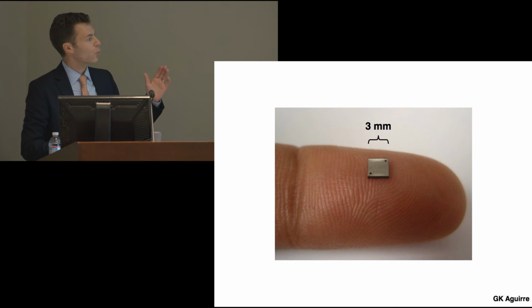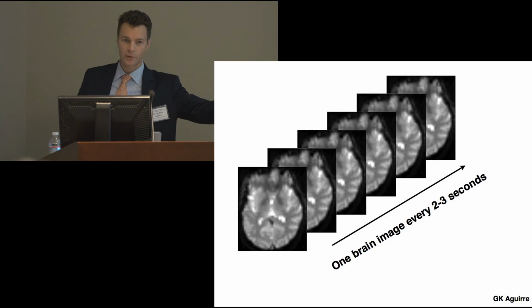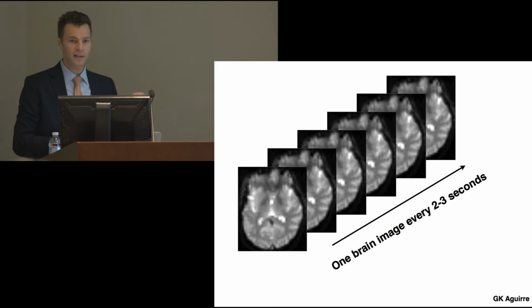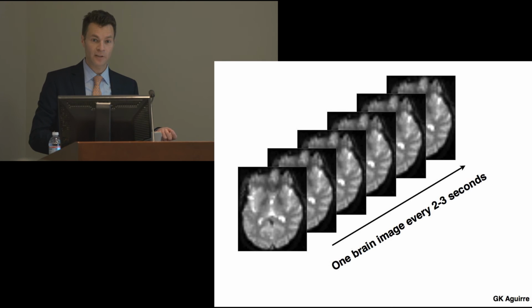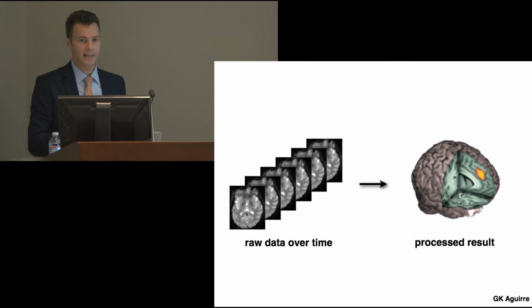And then these images are acquired, one brain image every 1 to 3 seconds over time. Okay, so you get brain picture, brain picture, brain picture, brain picture over time. And that then is the raw data that makes up a functional MRI study. Okay? And so then the final thing I'd like to talk about is how we go from this raw data over time to a processed picture of the brain in action.